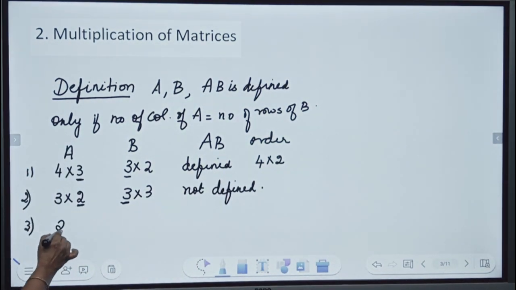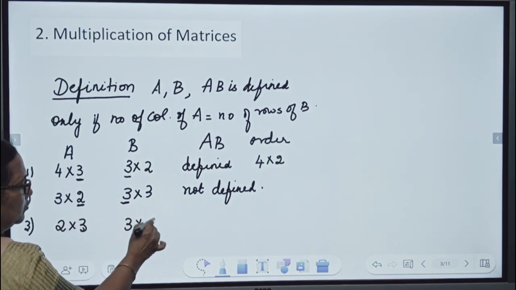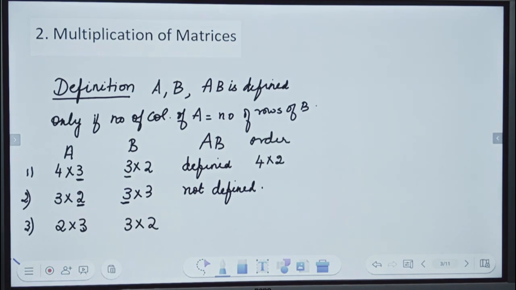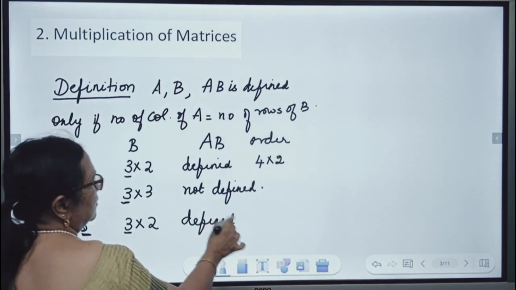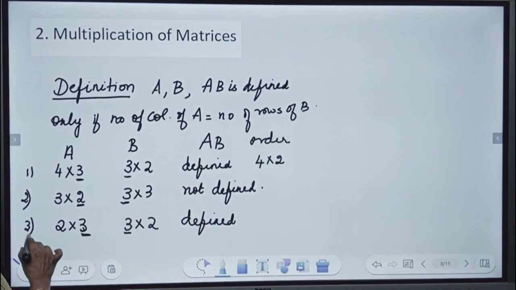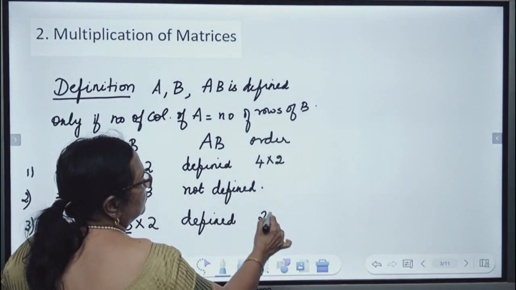Suppose I have 2 by 3 and 3 by 2. Is the product defined? Yes, because the number of columns is equal to number of rows. Number of columns of the first matrix is equal to the number of rows of the second matrix. Yes, it is defined. Now, what will be the order of the product? 2 by 2.